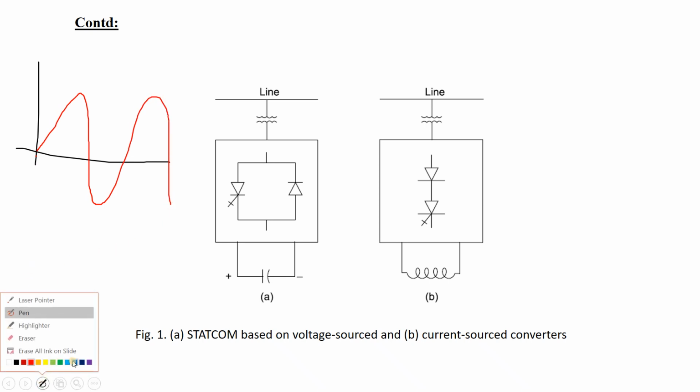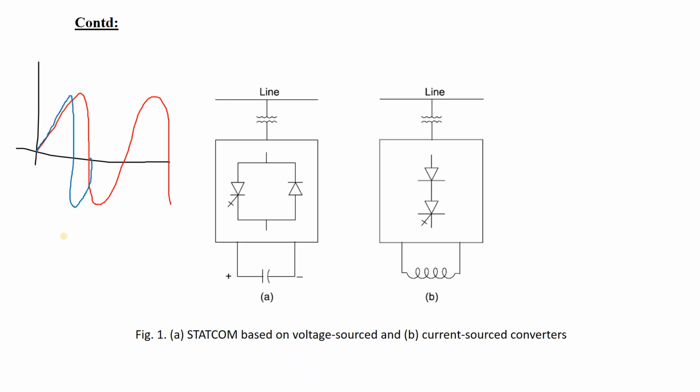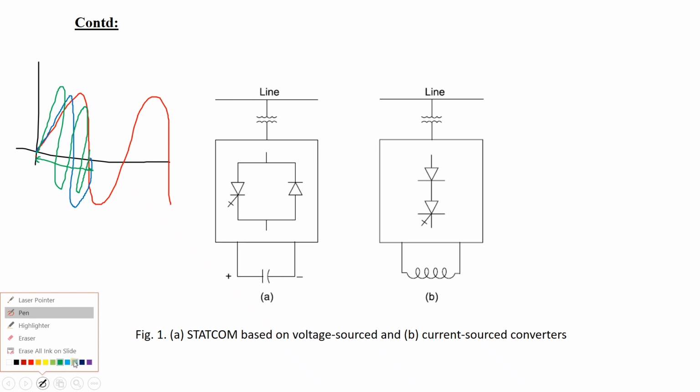If this is the fundamental frequency, a second order harmonic will look like this, and a third order will look like this. That means in one half cycle of the fundamental frequency, one complete cycle has been completed by the second order, and three cycles have been completed by the third order in one fundamental cycle. So this is second order, this is third order harmonics. That means the frequencies are more.